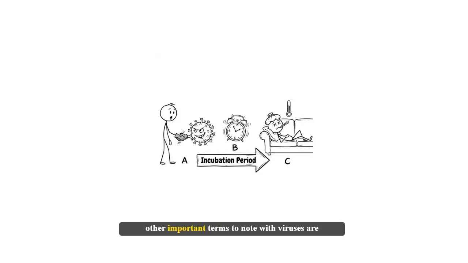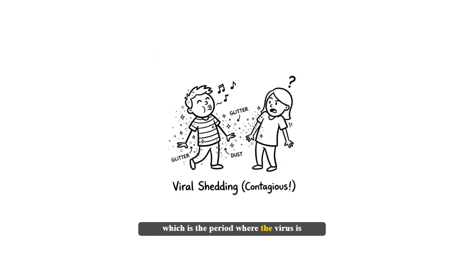Now, a few other important terms to note with viruses are incubation period, which is the time from exposure to a virus to the time that you start to experience symptoms. Then there's viral shedding, which is the period where the virus is being released from the body. Shedding makes you contagious. So if a virus is leaving your body in secretions, it can enter someone else's body via the mucosa. Mucosa referring to the nasal, the mouth, or the eyes, or even other routes. You can sometimes shed before you even feel ill, depending on the virus.